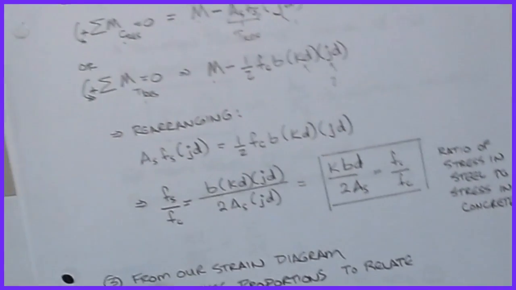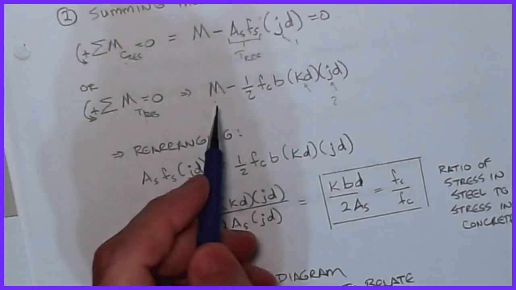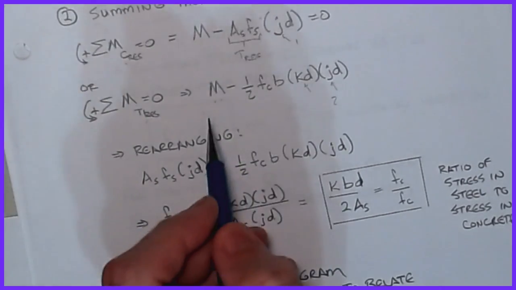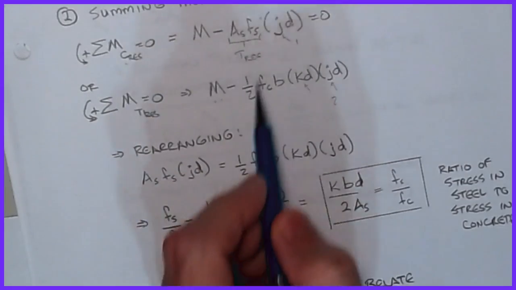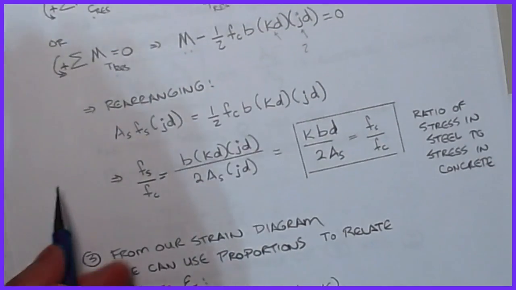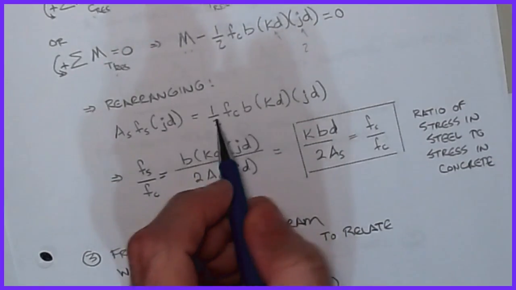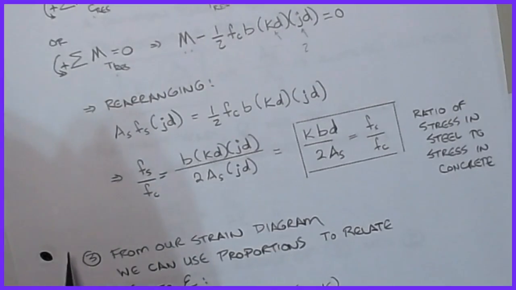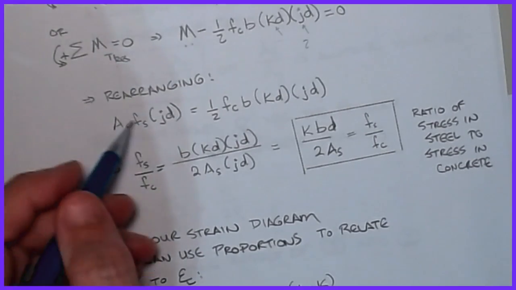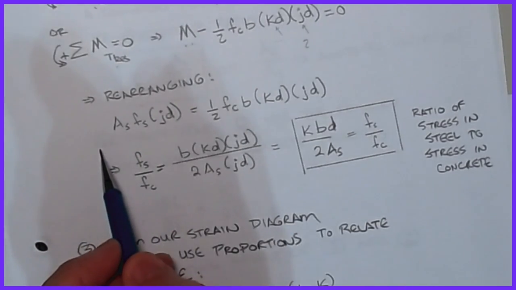So all I'm going to do is rearrange things a little bit. Since I know that this is the moment equation and this is the moment equation, then if I rearrange this, it stands to reason that the second term should be the same as the second term in this guy because, again, both of those are equal to 0. All right, and so if I do that, I get A_s f_s times jd is going to be equal to 1/2 f_c times b times kd times jd. Okay, and then all we do to find the ratio of the stresses is divide one by the other. So in this case, I'm going to take everything on this side and divide it through on the other side.